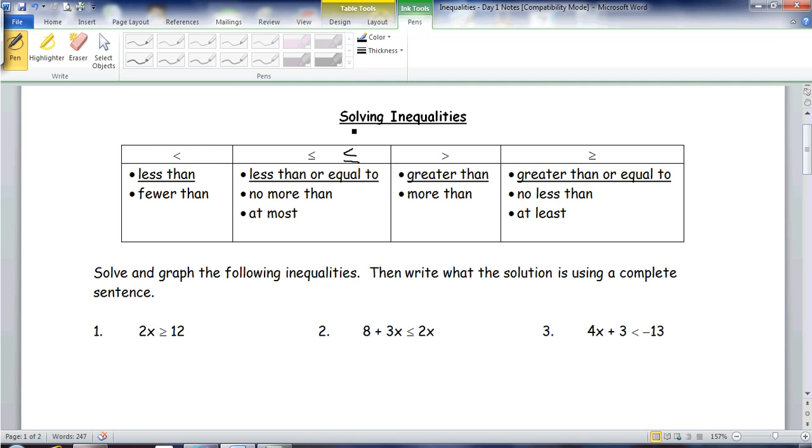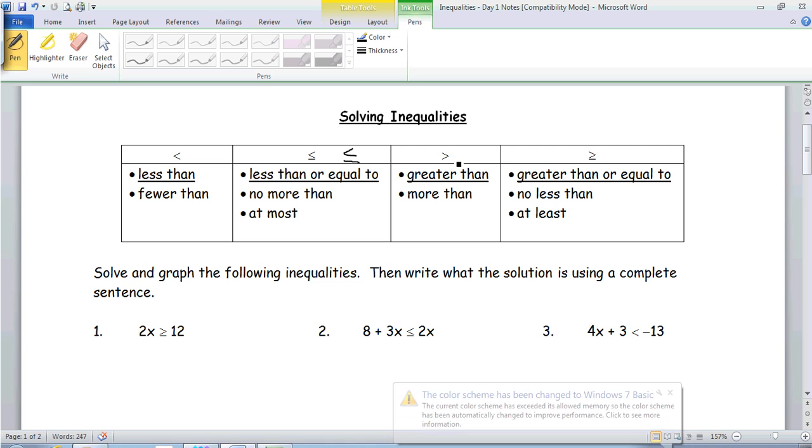The next one that is very familiar is going to be greater than. You've seen that. It can be seen also as more than. And then finally, the last symbol, again, this is one that you have seen but probably don't really remember much about, is the greater than or equal to. It has the greater than symbol, and then it has the equal to sign underneath. And that means no less than or at least.